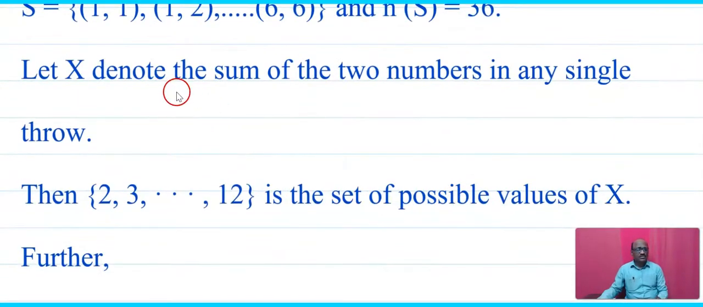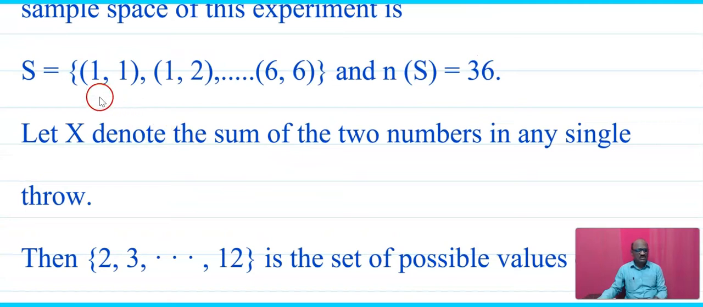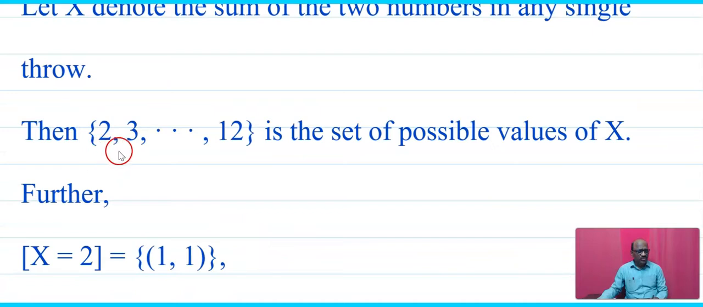Let X denote the sum of the 2 numbers in any single throw. Then what is the minimum sum? The minimum sum is 1 plus 1. And what will be the maximum? 6 plus 6, that is 12. Therefore, 2, 3 up to 12 is the set of all possible values of X.